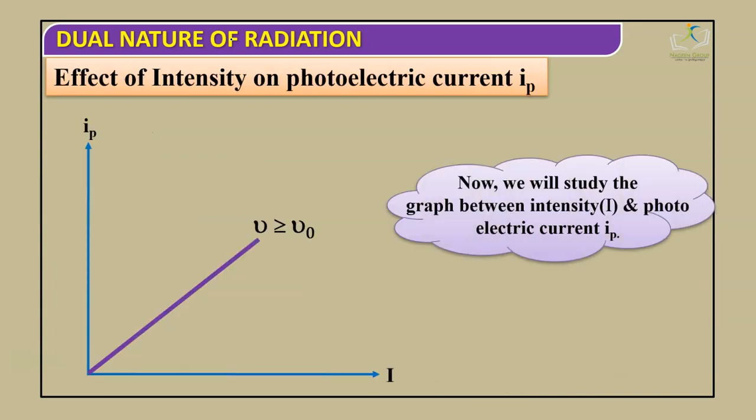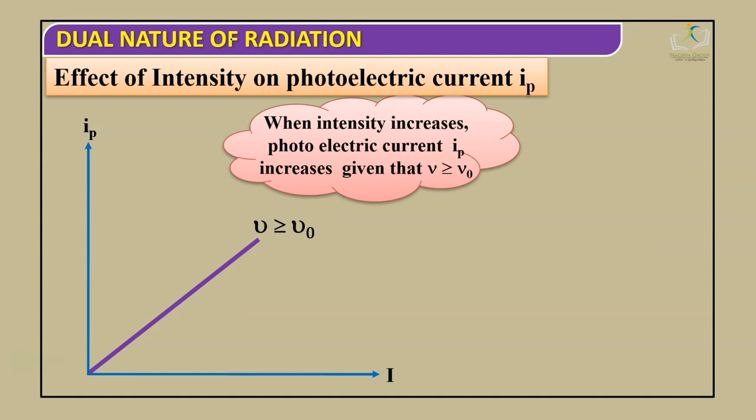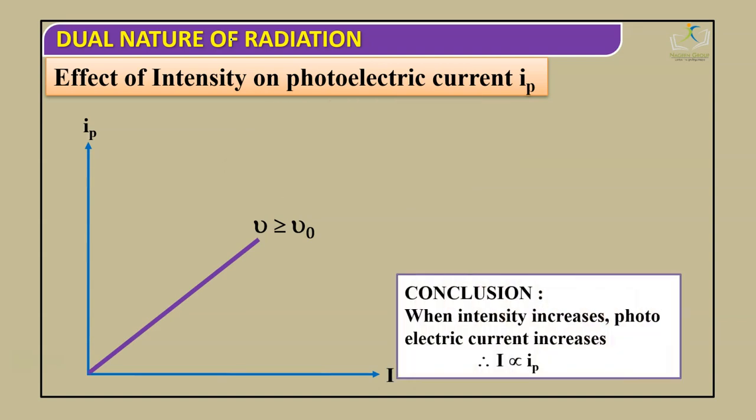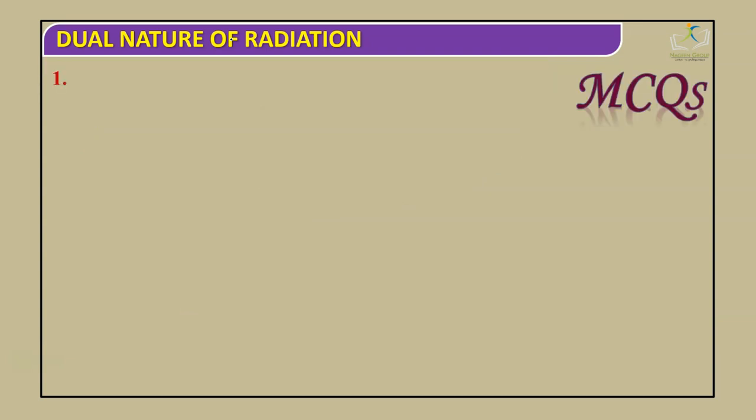So it's a graph. Now we will study the graph between intensity I and photoelectric current IP. When intensity increases, photoelectric current IP increases, given that nu is greater than or equal to nu naught. So when intensity increases, photoelectric current increases. That means IP is directly proportional to I.